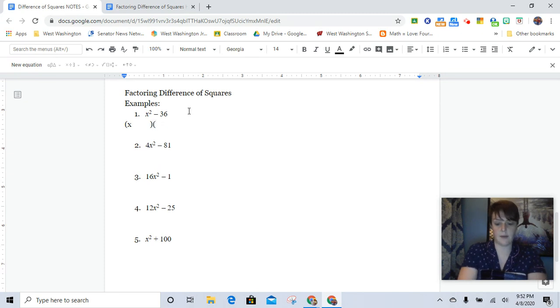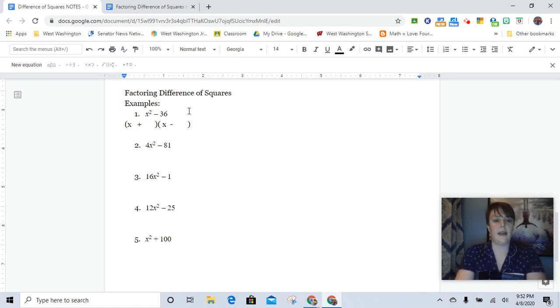Okay, so we're going to have our parentheses ready to go. All right, so take the square root of the first term, we got it, put that at the front of the parentheses. You're going to have a plus and a minus because that was the setup that we saw up top.